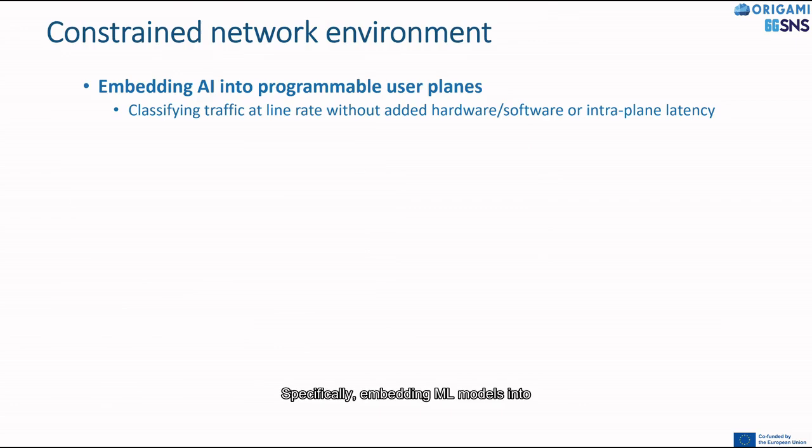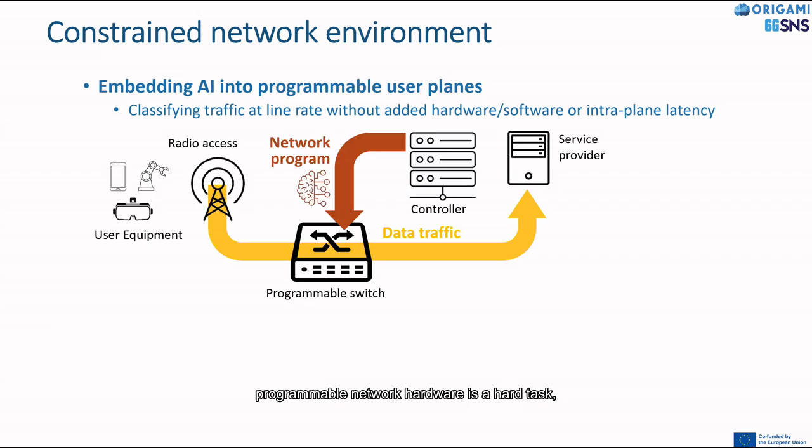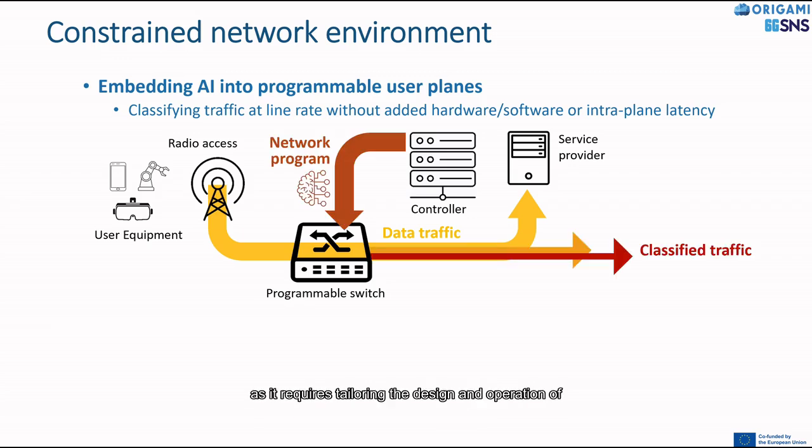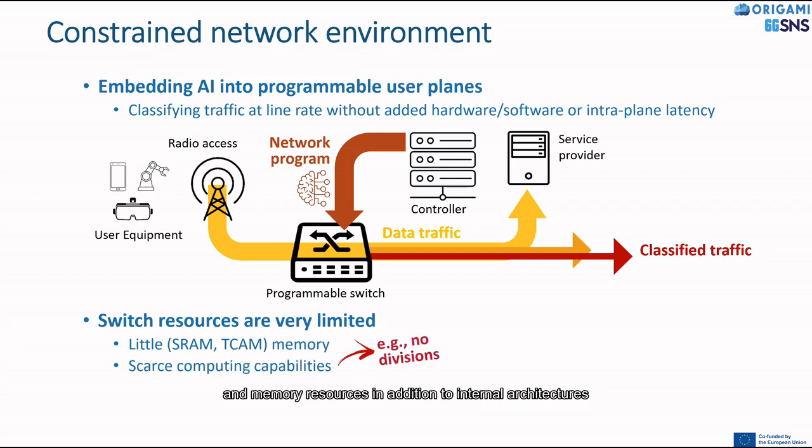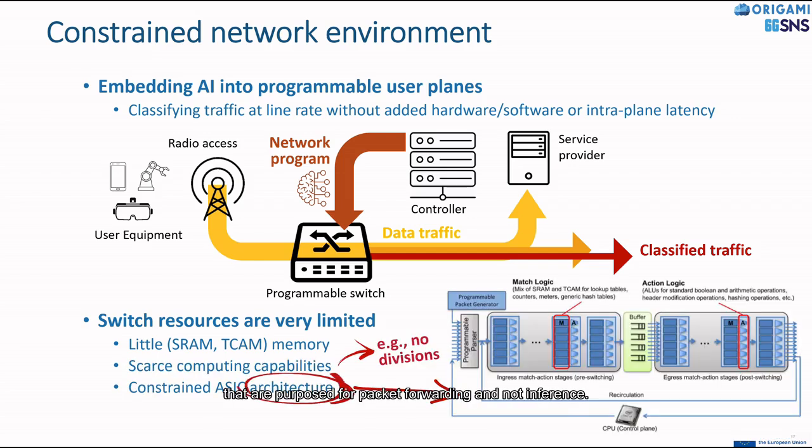Specifically, embedding ML models into programmable network hardware is a hard task, as it requires tailoring the design and operation of the original models to highly constrained targets. Programmable switches and smart NICs have severe limitations in terms of compute capabilities and memory resources, in addition to internal architectures that are purposed for packet forwarding and not inference.